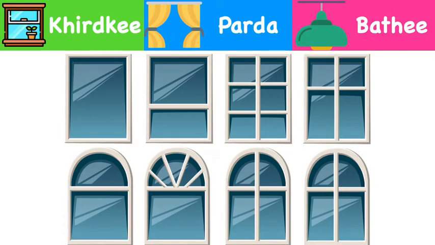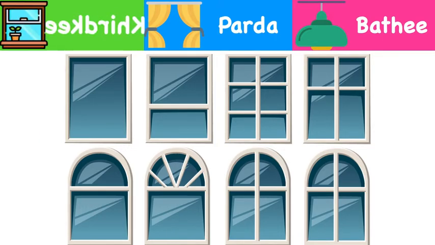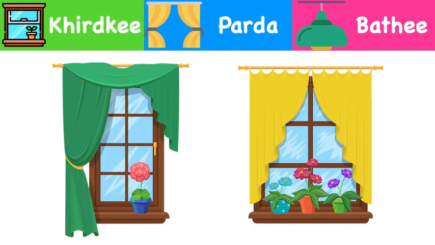Look at all these windows. How do we say window in Hindi? Khidki, parda, or batti? Khidki. Look at all these curtains. How do we say curtain in Hindi? Khidki, parda, or batti? Parda.